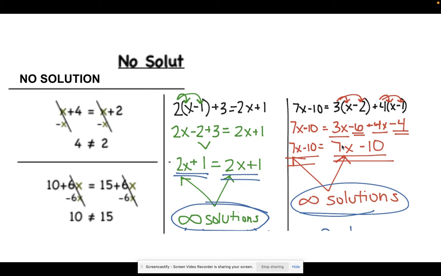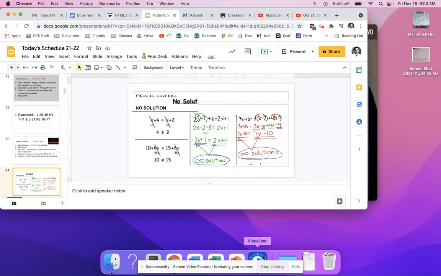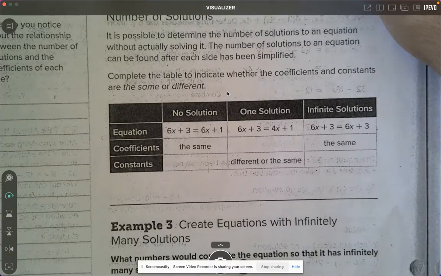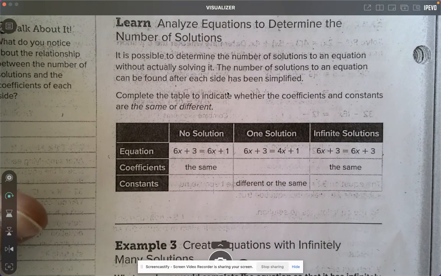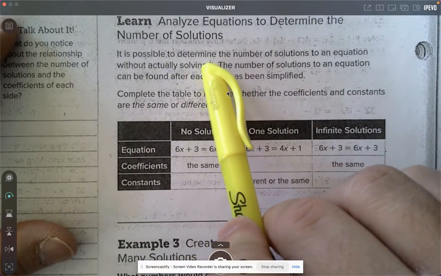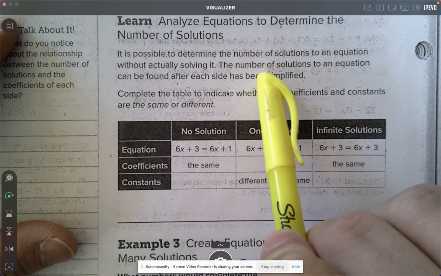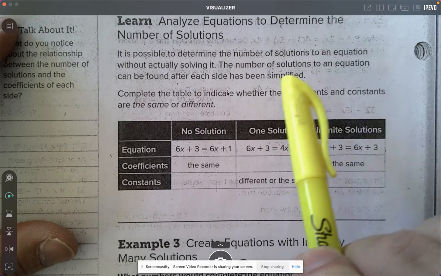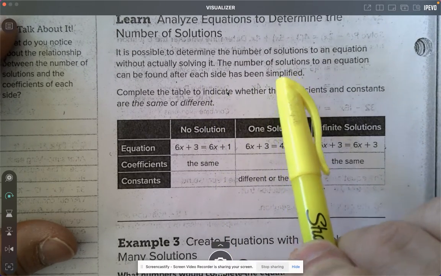So using the notes we had the other day, let's see if we can take down some of these notes here. Let's see if we can put this into a nice little table. It is possible to determine the number of solutions of any equation without actually solving it. The number of solutions to an equation can be found after each side has been simplified.